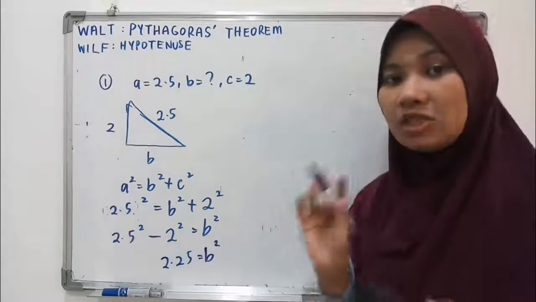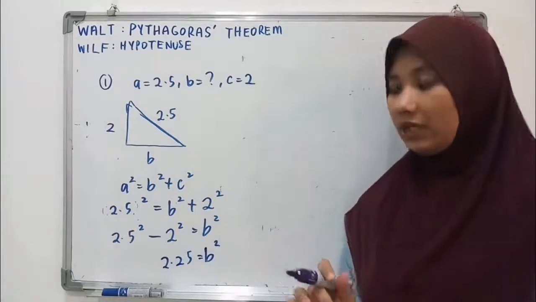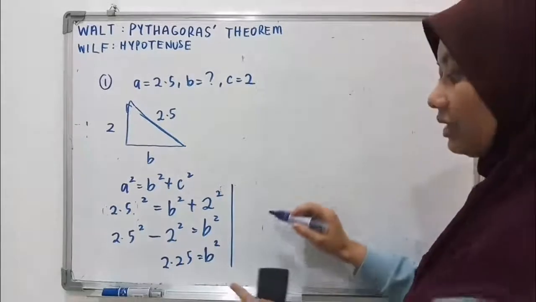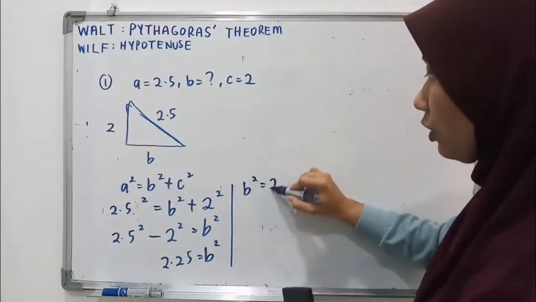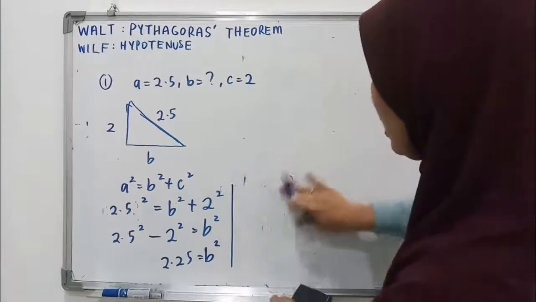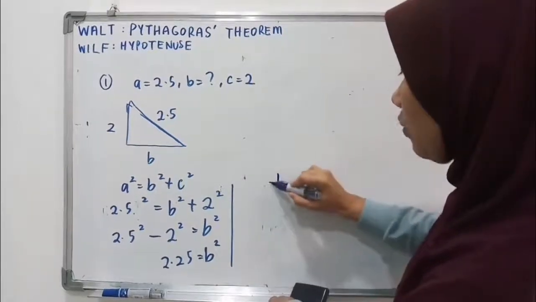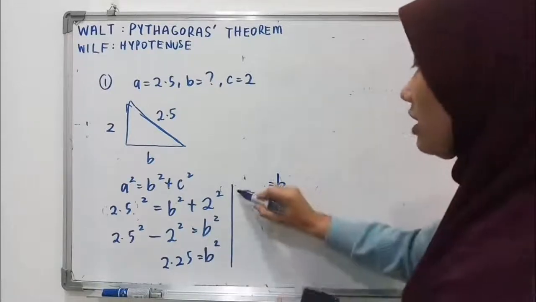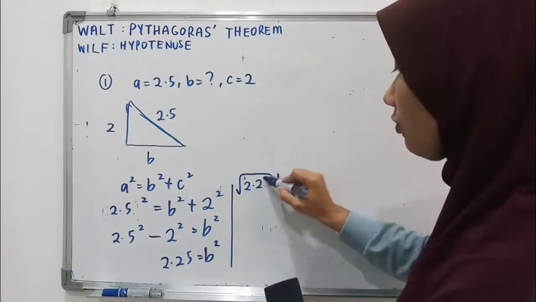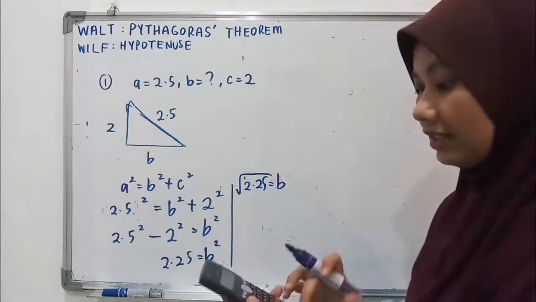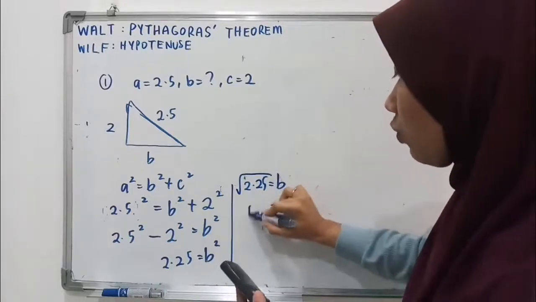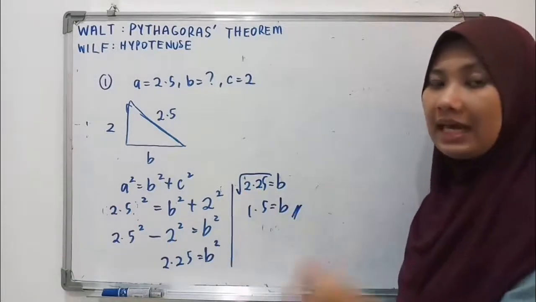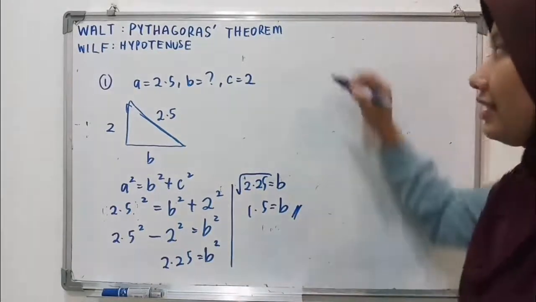But that is B square. We don't want B square, we want B only. So again, can I just put B square equals 2.25? No. Okay, so B equals, square cross equal sign becomes square root. Square root of 2.25, you just press your calculator, you will get B equals 1.5. Okay, B can be on the right, on the left, it doesn't matter, as long as your B is alone. Okay, second question.